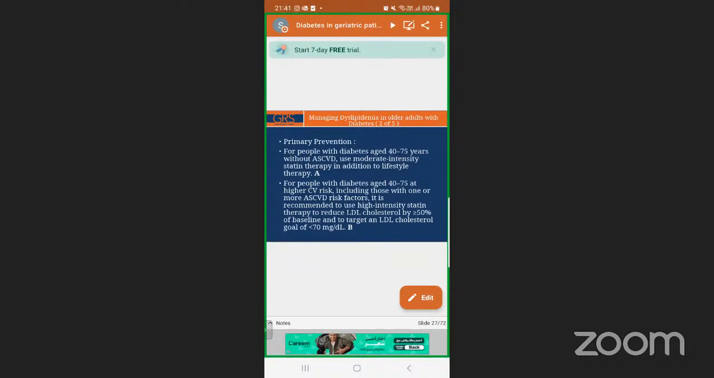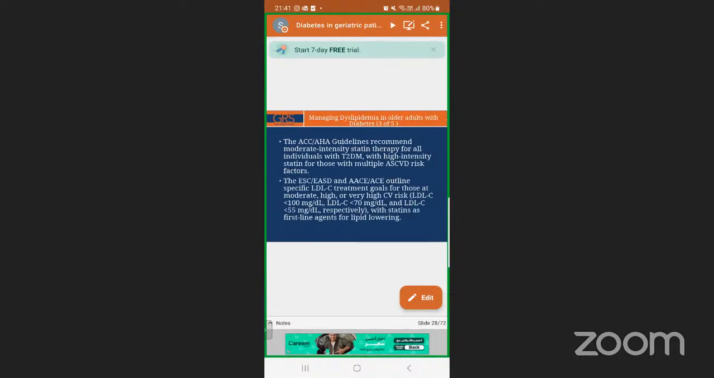For patients with diabetes 40 to 75 years at higher cardiovascular risk, including those with one or more atherosclerotic cardiovascular risk factors, it's recommended to use high-intensity statin to reduce LDL cholesterol by more than or equal to 50% from the baseline and to a target LDL cholesterol less than 70 milligram per deciliter.